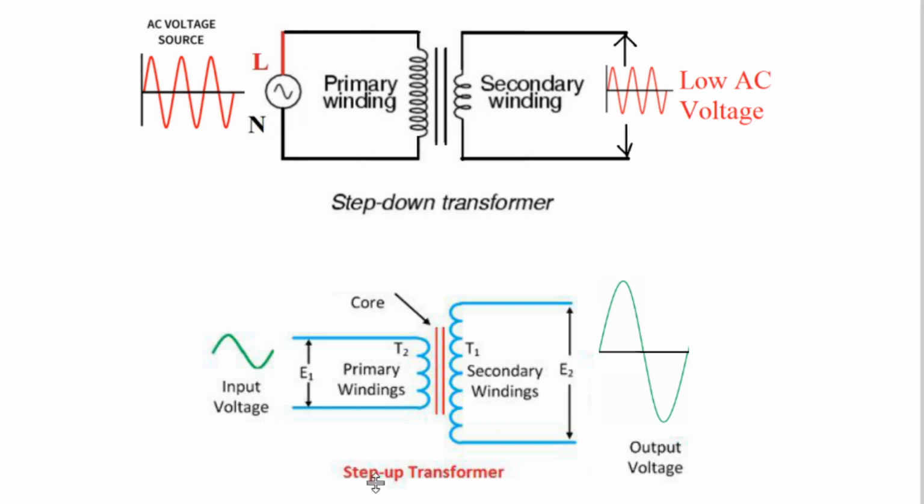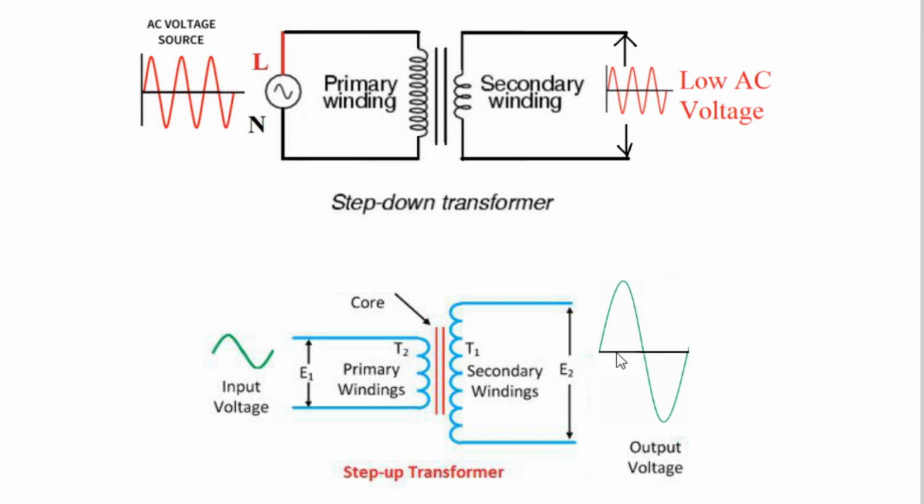And there is one more transformer which is called a step up transformer. See here the name, step up transformer, which has fewer turns in the primary and more turns in the secondary. So the number of turns in the secondary is large. Therefore, in case of a step up transformer, low AC input voltage is converted into high AC output voltage.